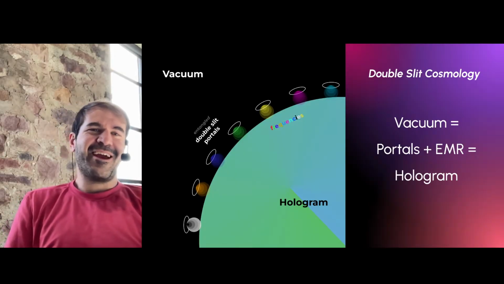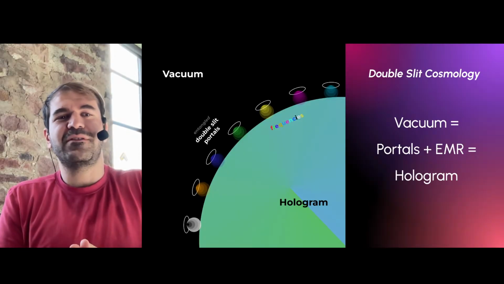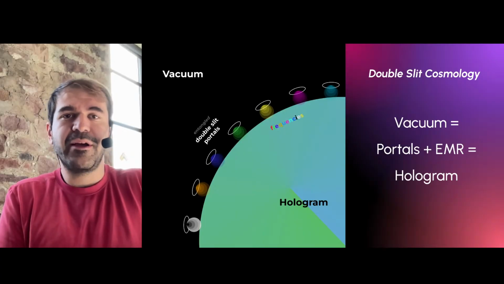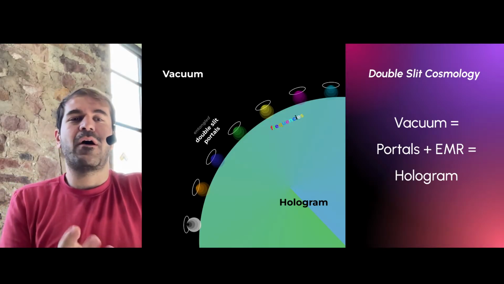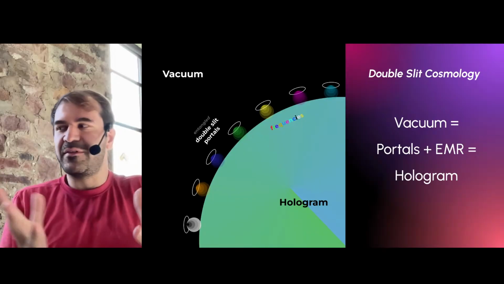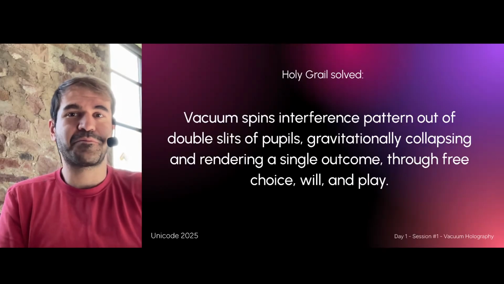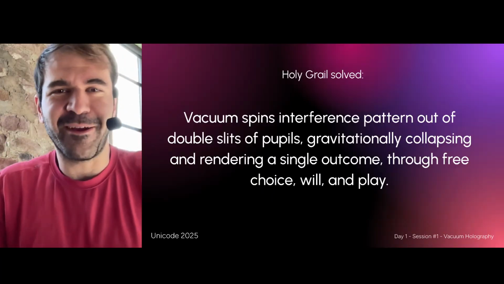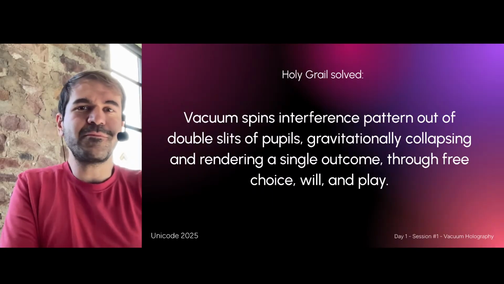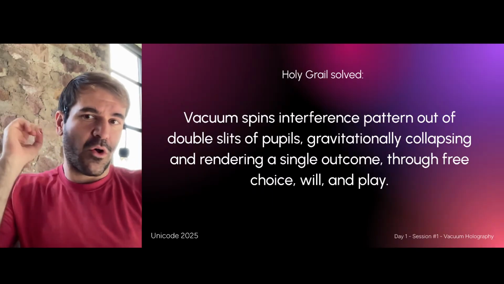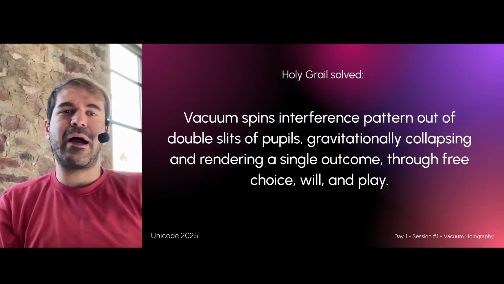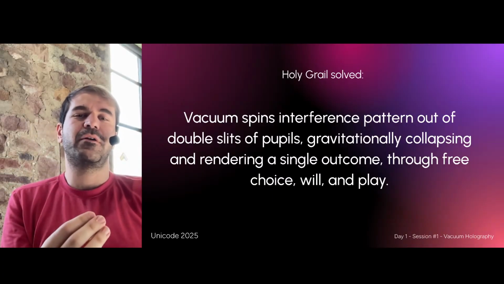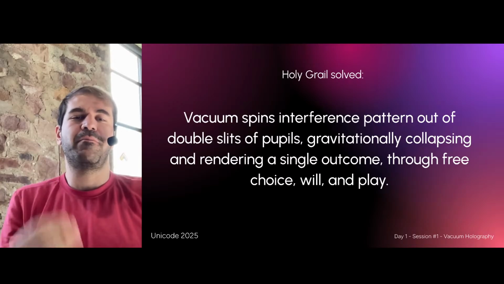So the vacuum is fundamentally portals and electromagnetic radiation of those portals, or their electronic medical record, and that is fundamentally generating the hologram. So that summarizes double slit cosmology up. Yeah, we're pretty on fire so far. It feels great. Okay, so again, the Holy Grail solved. Vacuum spins an interference pattern out of double slits of pupils, gravitationally collapsing and rendering a single outcome through free choice, will, and play.